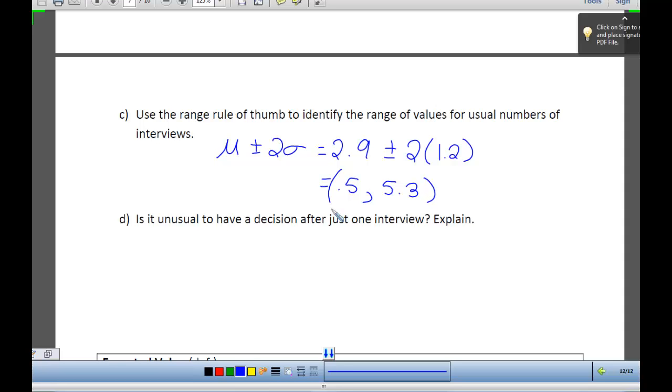You've got to have some interview. Would you say that it's unusual for a person to have just one interview? No, because that falls within our range of usual numbers. And that was the next question: is it unusual to have a decision after just one interview? Based on this, we say no. If we go back and look at the probabilities, what was the probability for having exactly one interview? 0.09, which is more than 0.05, right? So that's another way to say that one interview is not unusual. Okay, questions about that?